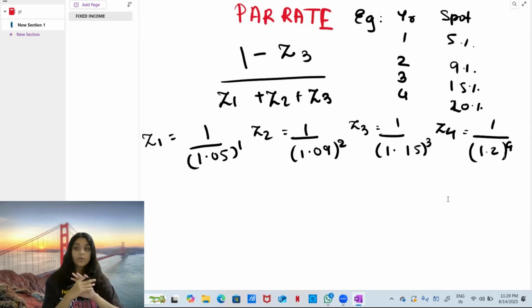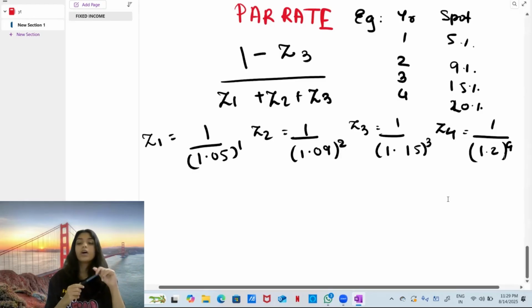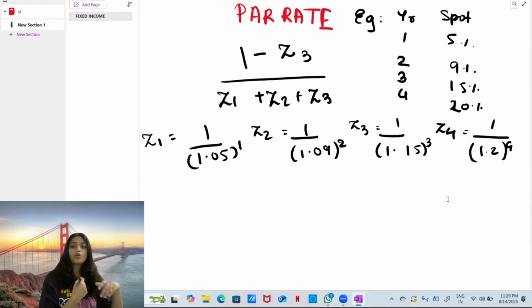For Z2, it will be squared. For Z3, it will be cubed. For Z4, it will be raised to the fourth power. How do you calculate this? I have taught you this in my past video, which I pinned at the start of this video, so you should watch that to learn how to calculate it on the calculator. I want you to calculate Z1, Z2, Z3, Z4 and store them in storage 1, storage 2, storage 3, storage 4 respectively. Then we'll move forward.